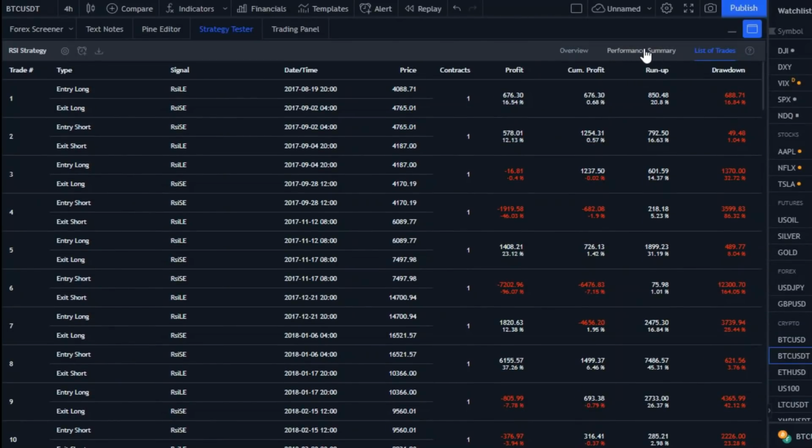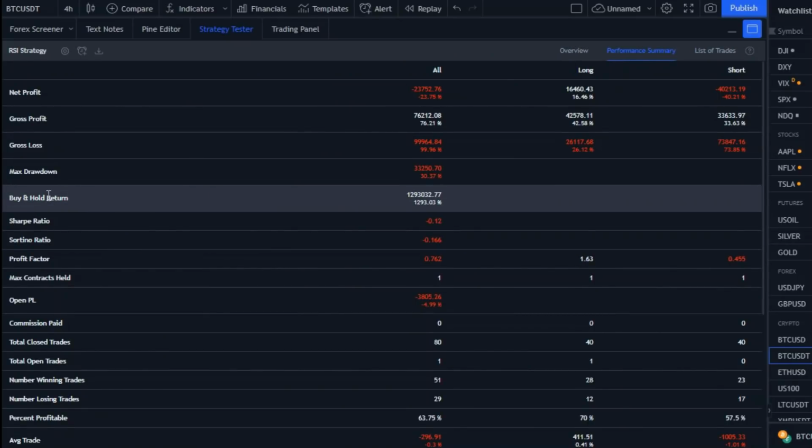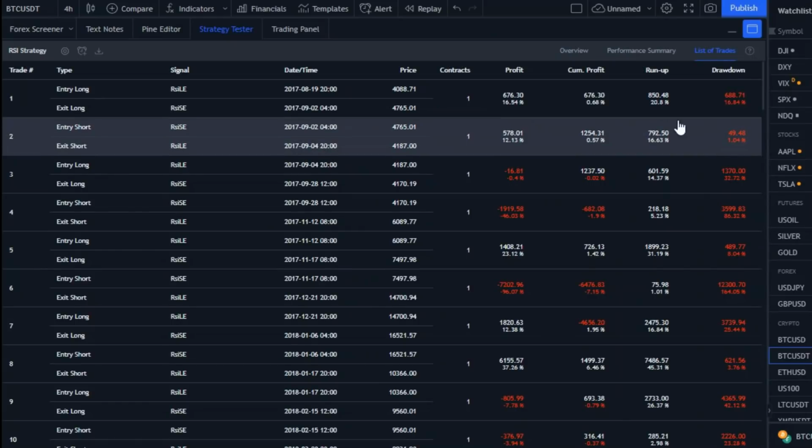Also, there is another important thing in the performance summary section, which is buy and hold return. Well, buy and hold return is the return achieved if all funds were used to buy the security when the first trade is entered and the position was held for the duration of the test period.